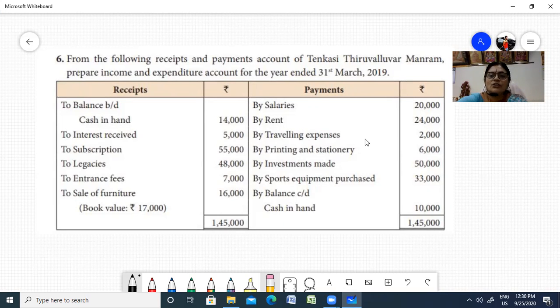The income and expenditure account is very important. In this, you should not record your capital receipts and your capital payments. It's very, very important. So as soon as you see the problem, you can mark them and keep them in pencil, so that you don't make mistakes.